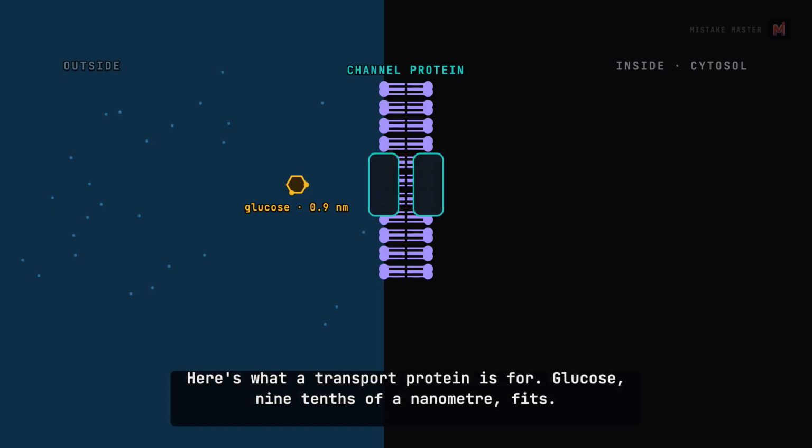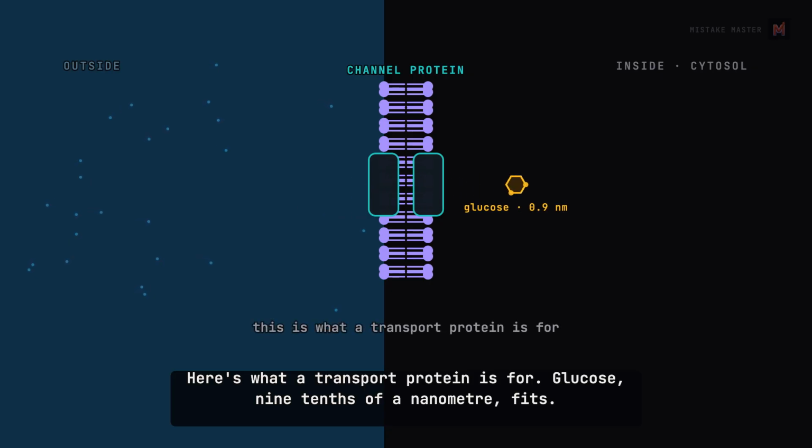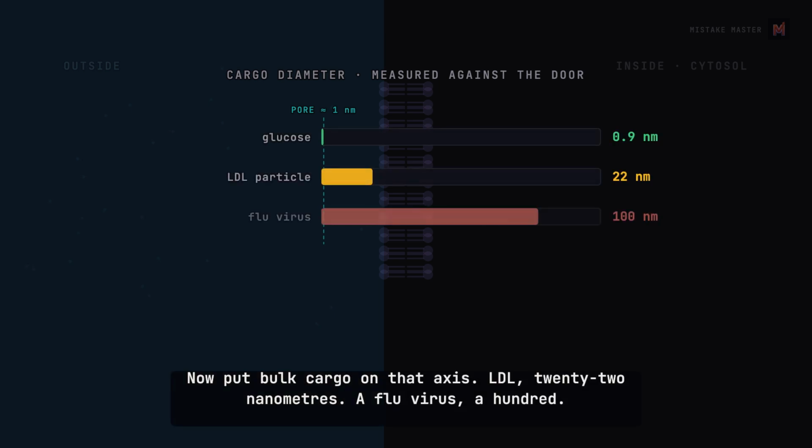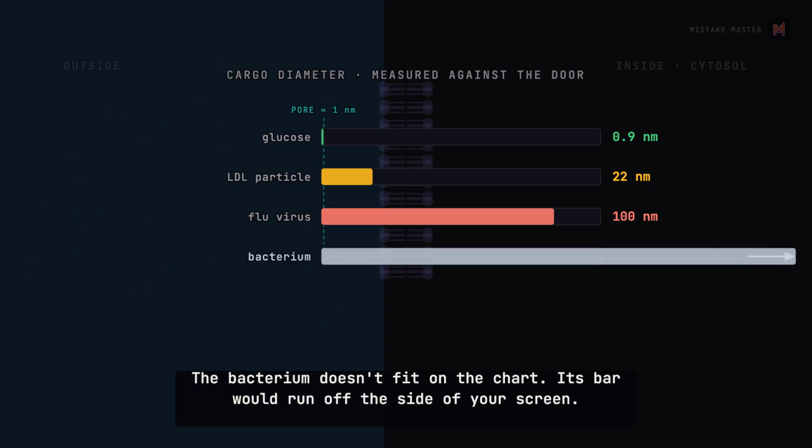Here's what a transport protein is for. Glucose, 9/10 of a nanometer, fits. Now put bulk cargo on that axis. LDL, 22 nanometers. A flu virus, 100. The bacterium doesn't fit on the chart. Its bar would run off the side of your screen.